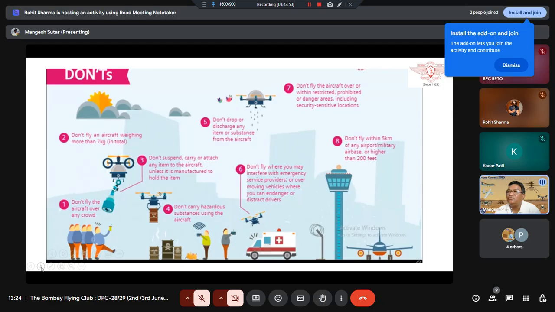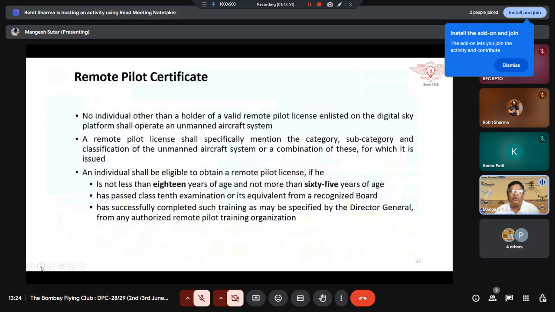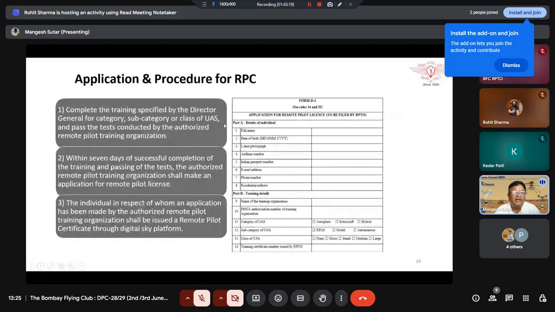Next is about the remote pilot certificate. You are already aware that you need to be above 18 and less than 65. You need to have a 10th pass certificate, and you have to complete training from an authorized remote pilot training organization, the RPTO. Only then will you get the remote pilot certificate. Those who have completed the training within 7 to 10 days can get the certificate.